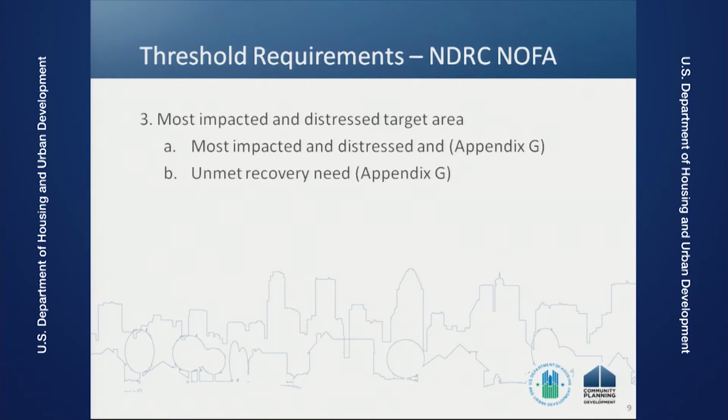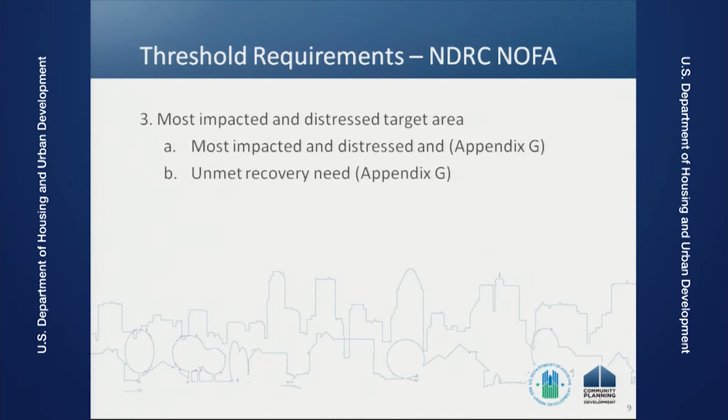The third threshold requirement in the NDRC NOFA is the most impacted and distressed target area threshold. This threshold requirement has a statutory basis in the Disaster Relief Appropriations Act of 2013, and applicants must demonstrate that the area primarily benefiting from their proposed activities is the area that is most impacted and distressed as a result of a qualified disaster, and that the area has unmet recovery needs. So there are two components to this threshold requirement: most impacted and distressed, and unmet recovery need.